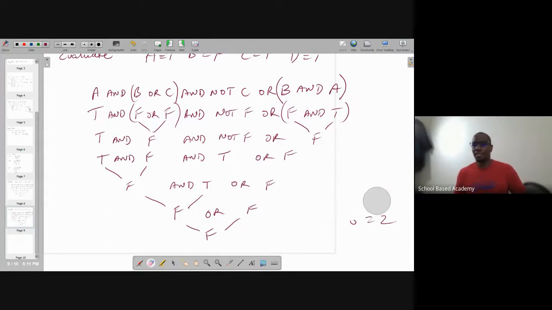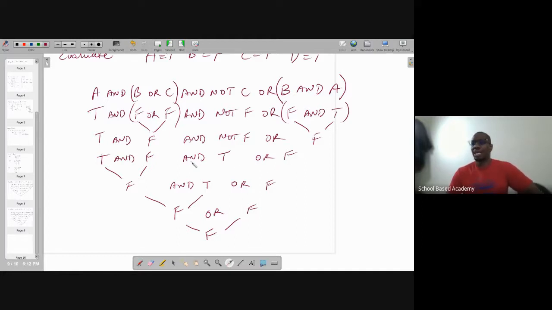In the same manner, we do this. So we started off with these. So we evaluated what was in the brackets, false or false, and we have false and true. And this one evaluated to false, and this one evaluated to false. And now the expression became this: true and false, and not false or false. And we didn't have any more brackets, so we ended up eliminating the nots, resolving the nots. So not false ended up being true. So we ended up with true and false, and true or false.